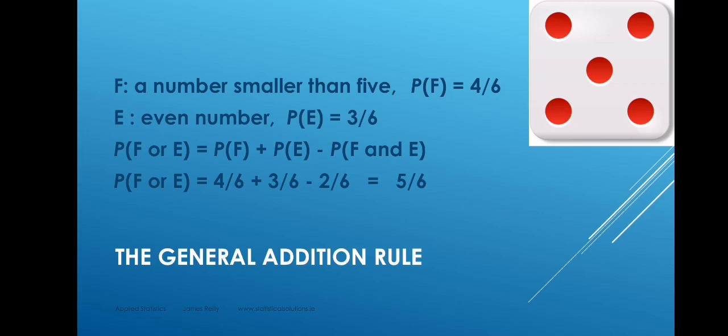It was, of course, necessary to subtract the 2/6 because there are numbers that are both even numbers and smaller than 5. So when we add the first two quantities, 4/6 and 3/6, we have included these numbers twice, and so we need to subtract 2/6 to give the answer.